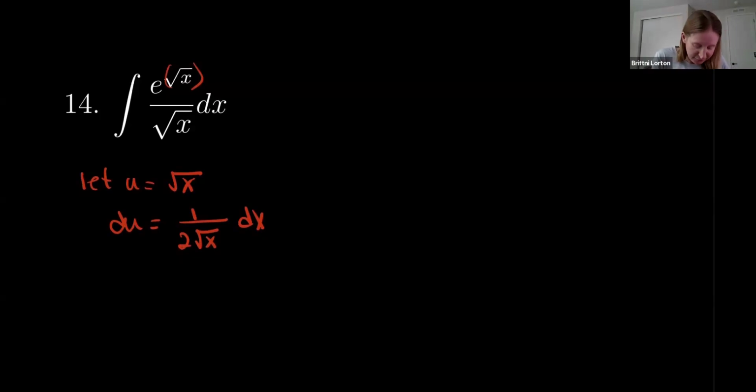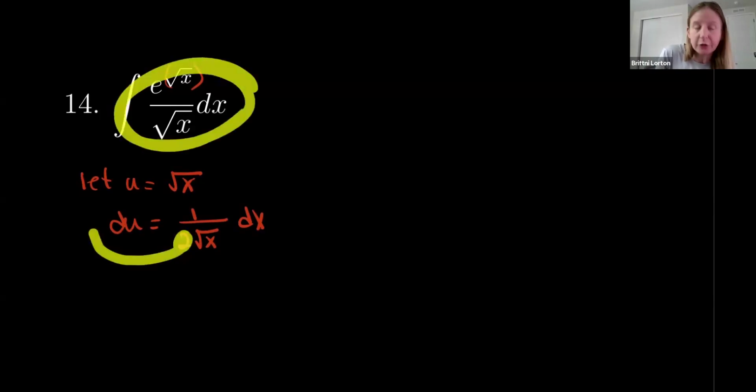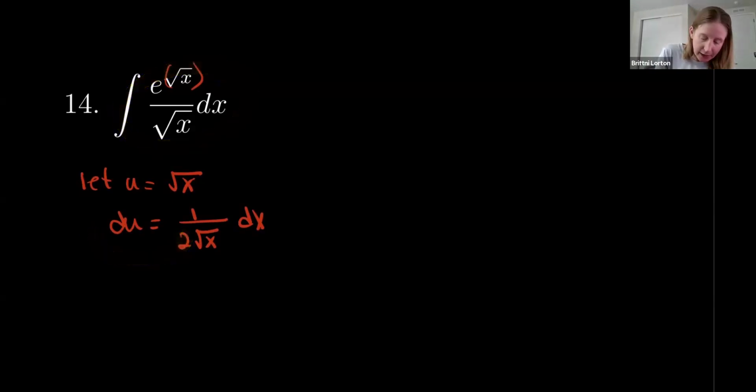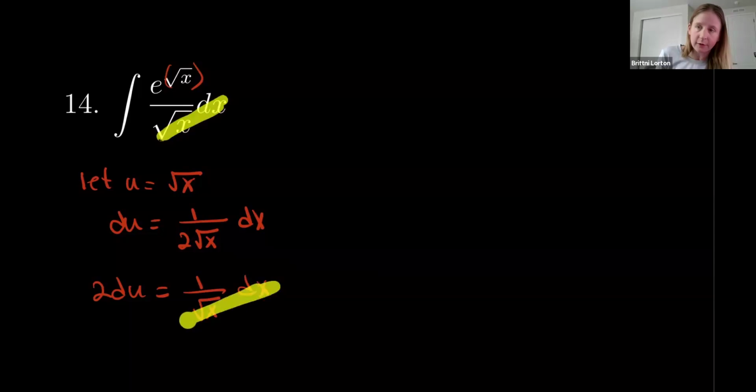And then I'm going to simplify this. I'm going to bring this 2 to the other side of the equal sign because I don't have a 2 in my integrand. And in this case, because the 2 is on the bottom, to bring it to the other side, it's multiplied both sides by 2, and then I ended up with that 1 over the square root of x dx. So I have a dx over the square root of x now.